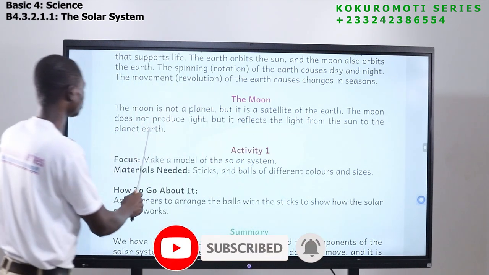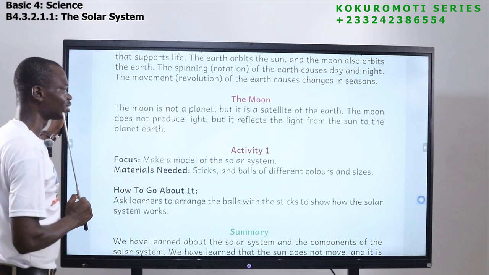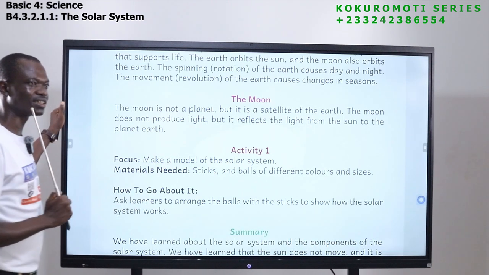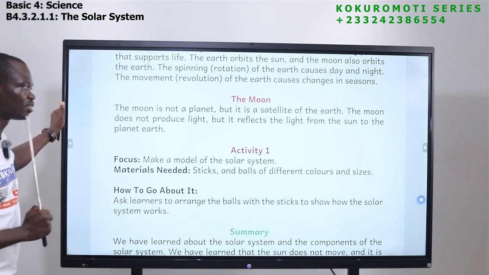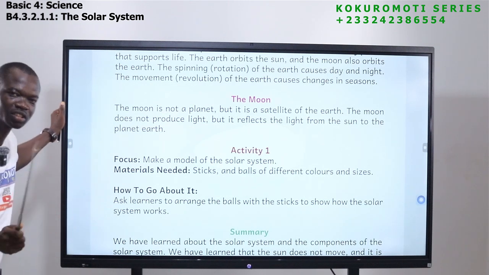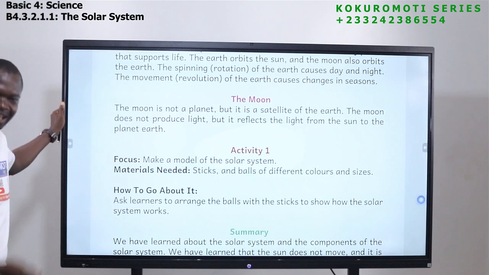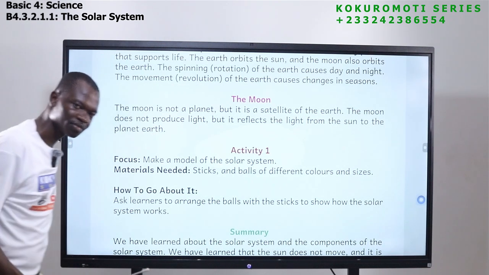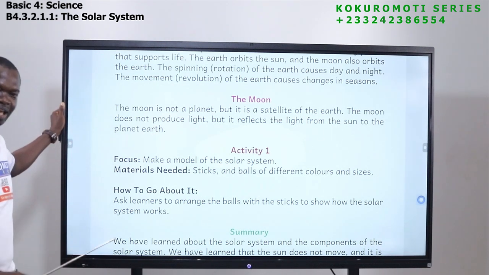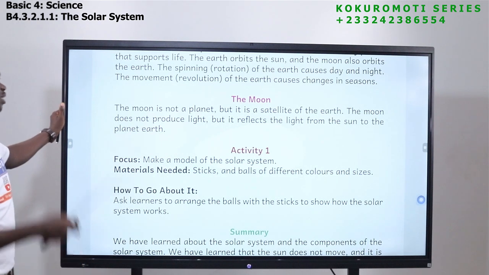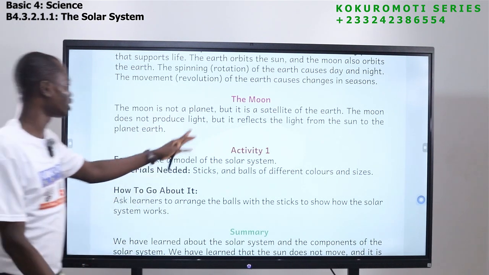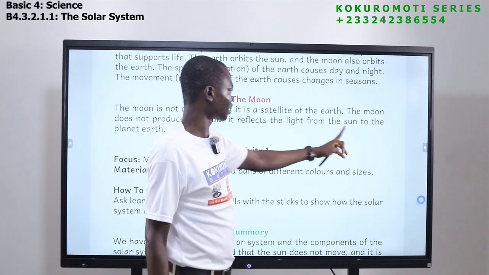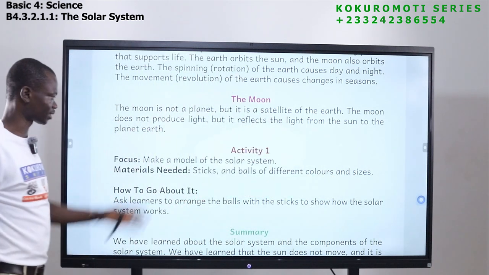The moon does not produce light. Listen, in the night, the light that we see from the moon, it is not the moon that produces its own light. Though we see it from the moon, it is not the moon itself that produces the light. It takes the light from the sun and gives it to us. It reflects the light from the sun to the planet Earth.